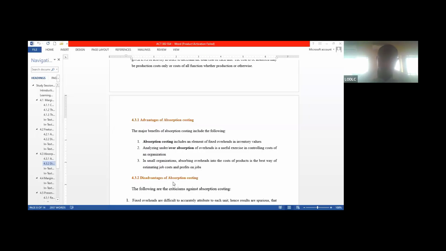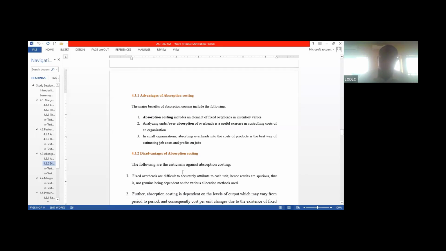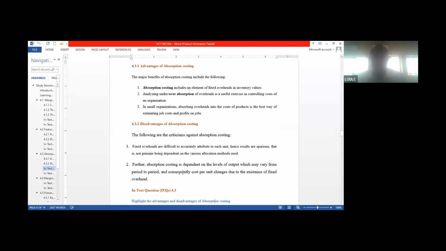So the disadvantages of absorption costing. One, fixed overhead are difficult to accurately attribute to each unit, hence results are spurious. When you say spurious results, that is misleading results, not genuinely dependent on the various allocation methods used. You might have misleading results.